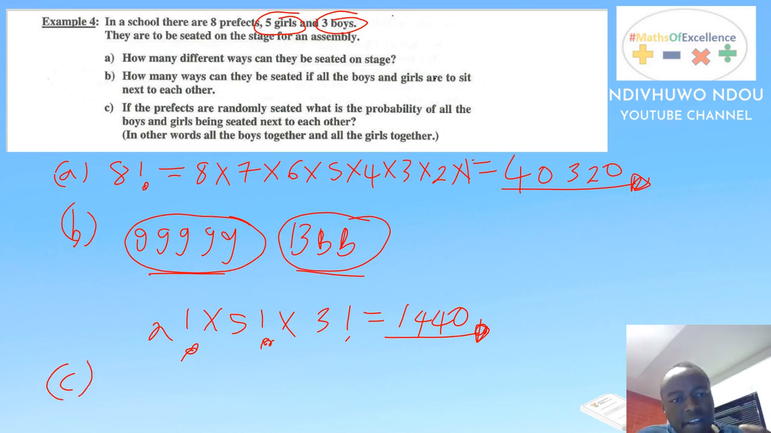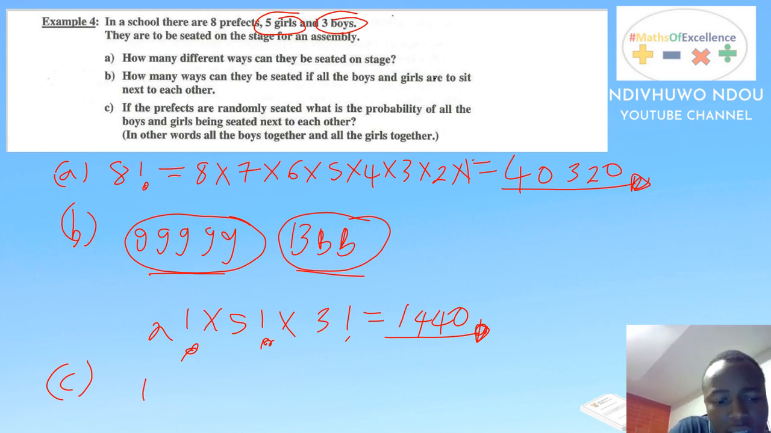So if the prefects are randomly selected, what is the probability that all boys and girls are seated next to each other? If we just randomly select, what is the probability that all boys and all girls are seated together? In other words, all boys together and all girls together. Find that probability.